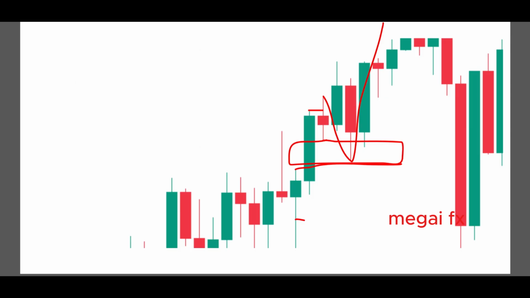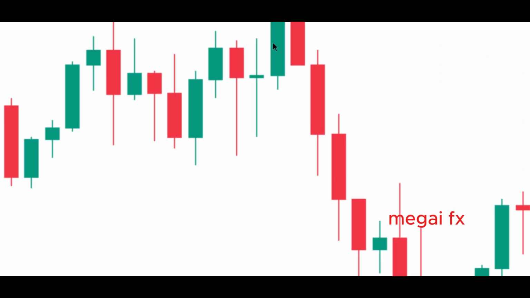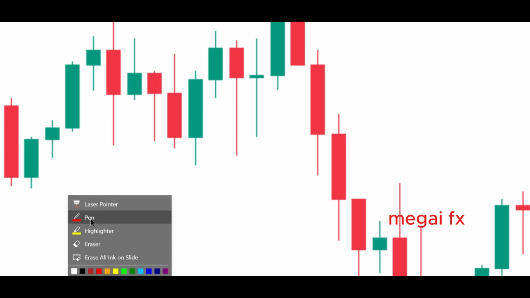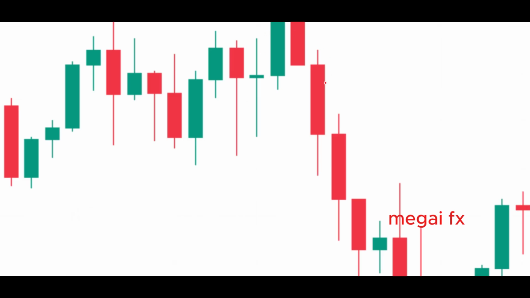That is a fair value gap. Then let's check the third example. This is a bearish scenario. We have candle 1 here, candle 2, and candle 3. I want you to observe what happened here. This is candle 1, 2, 3.